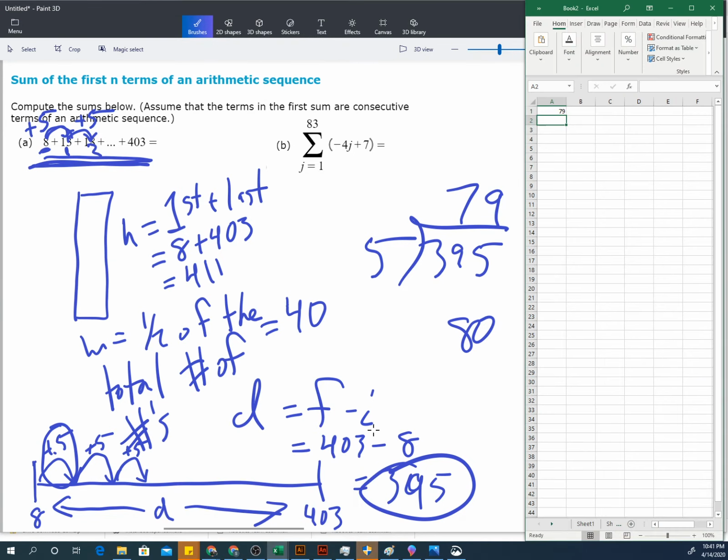Now, if we come up here and we want to go ahead and find the area of a rectangle, remember, that is just width times height. So we're going to take 411 times 40, and we get 16,440, which is so much faster than sitting there and adding all these numbers together.